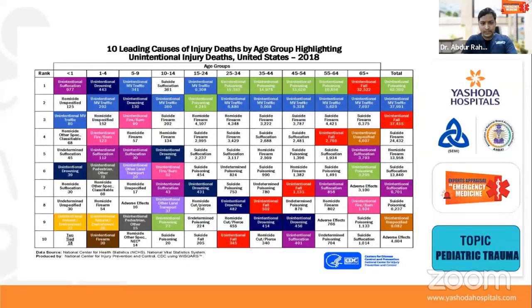This is a report published in 2018 by the CDC. If you see clearly here, just focus on the blue columns. There is unintentional motor vehicle traffic related death. This data shows the 10 leading causes of injury deaths by age group. If you closely see, in the 5 to 9 years age group, unintentional motor vehicle traffic related mortality stands at number one rank. And in almost every age group, traffic related fatalities stand in the top three. So this signifies that trauma related deaths are very traumatic.